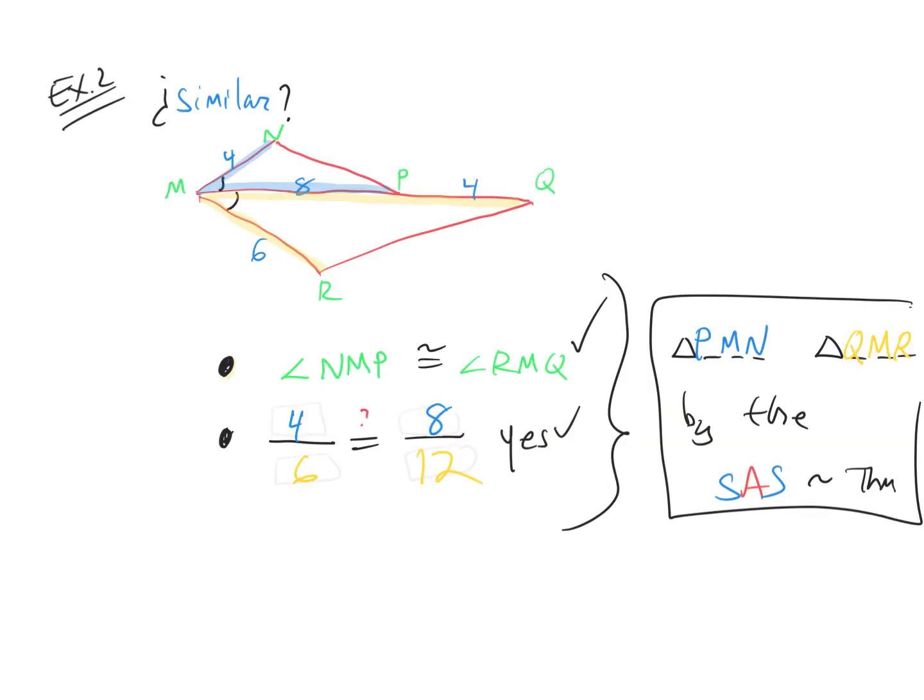Next example. Are these triangles similar? So notice we've got side lengths and we've got some congruent angles, so we're probably going to use the SAS. So congruent angles are NMP and RMQ, and the sides in which these angles are included are the two blue ones and the two yellow ones. So corresponding ratios, we'll do the short blue one to the short yellow one, 4 to 6. Is that the same as the long blue to the long yellow, which is 8 to 12? And those are equal to each other, so we're done. These triangles are similar by the SAS similarity theorem.